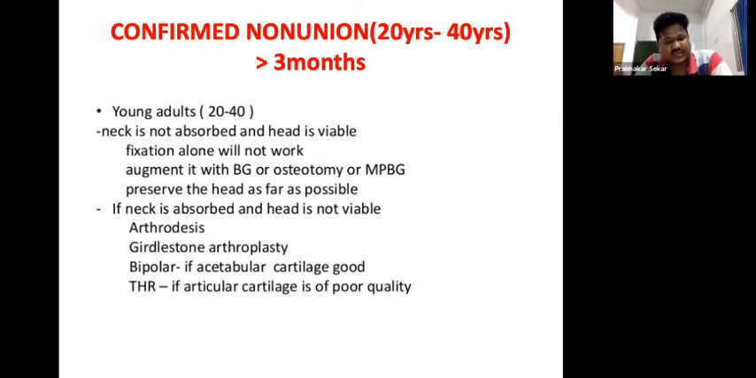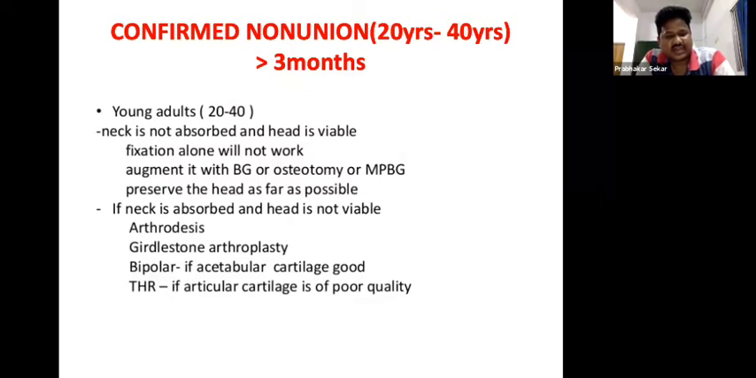That is, some fibrous tissue has formed in between the fracture. So you have to fix it. Along with that, you have to augment the fixation with bone graft or osteotomy or muscle pedicle bone graft. So you have to preserve the head as far as possible.